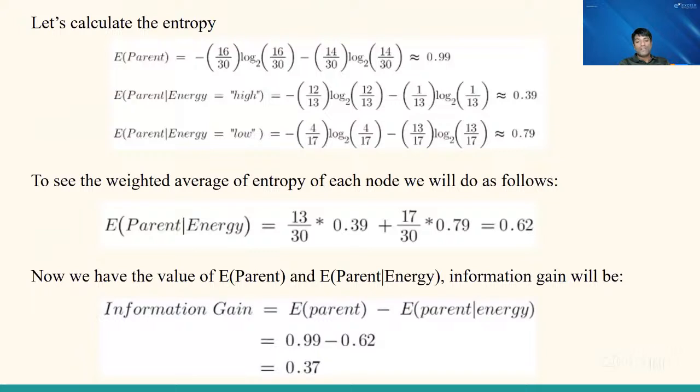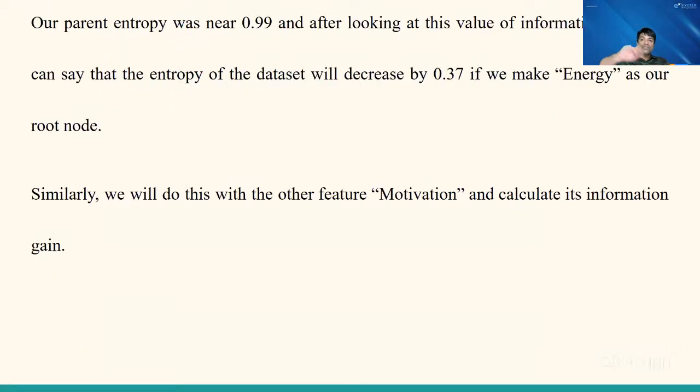Now, when I told you about the entropy of the parent split, 0.99, it is very high, and you cannot make a decision. So, for example, we try to reduce it by using the method of information gain.